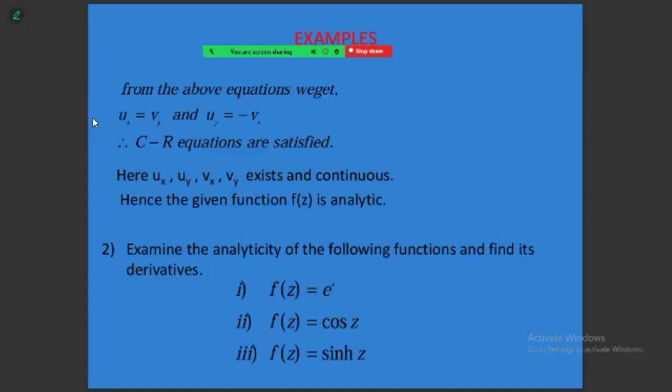And similarly, exercise problems are given. Examine the analyticity of the following functions and find their derivatives. First problem: f of z is equal to e power z.